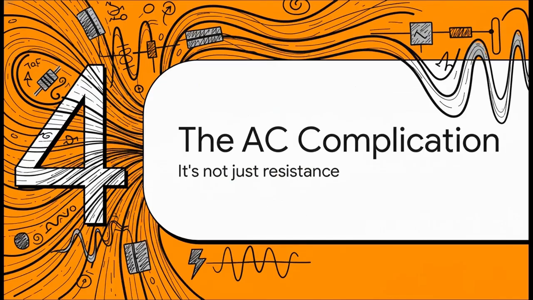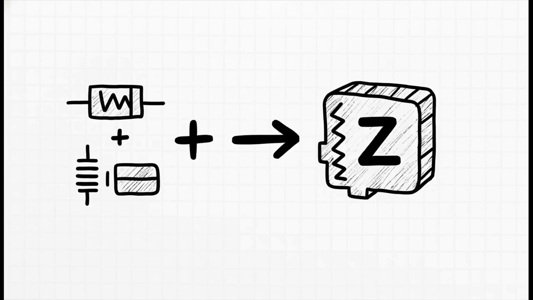line up. Now, everything we've talked about so far has been for nice, simple DC circuits. But things always get a little more complicated, and honestly, a lot more elegant when we jump into the world of AC. See, in AC circuits, it's not just about resistance anymore. Components like inductors and capacitors create this other kind of opposition to current, called reactance. And when you combine resistance and reactance, you get something called impedance.